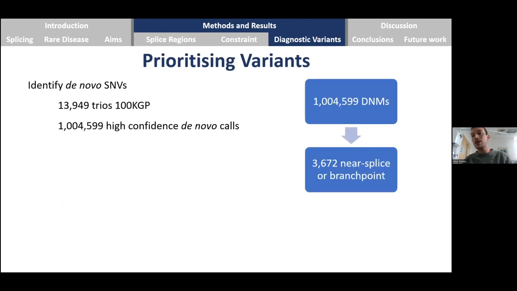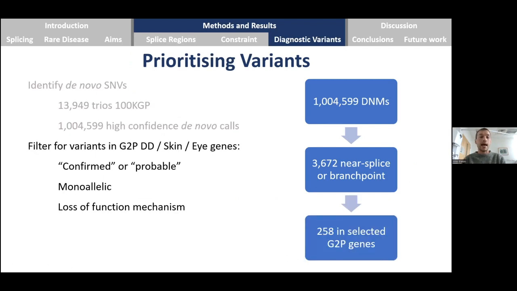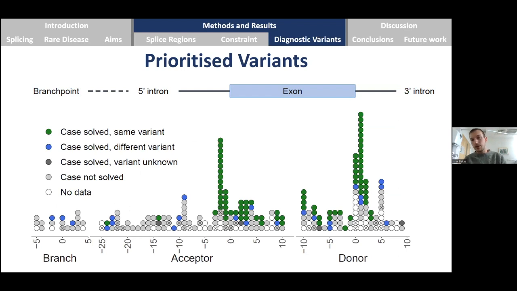So we focused on de novo variants, which we felt would have the highest prior probability of being diagnostic. In total, we identified 258 high confidence de novo variants in the near splice regions of known monoallelic loss of function disease genes, and this was using the G2P resource. And this is what the variants look like.